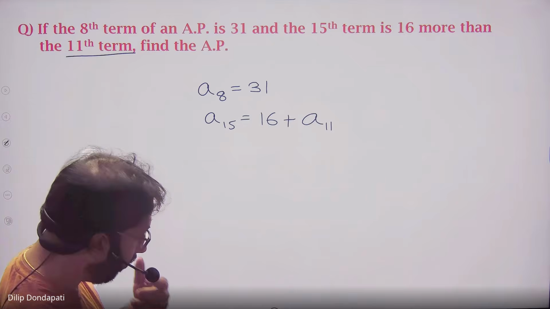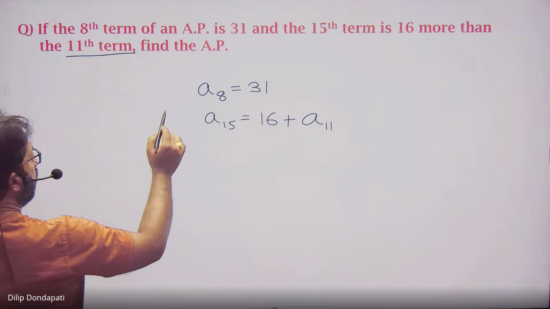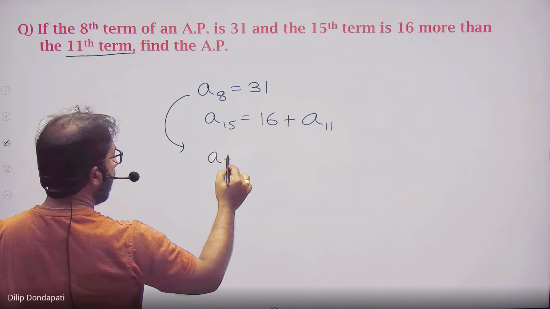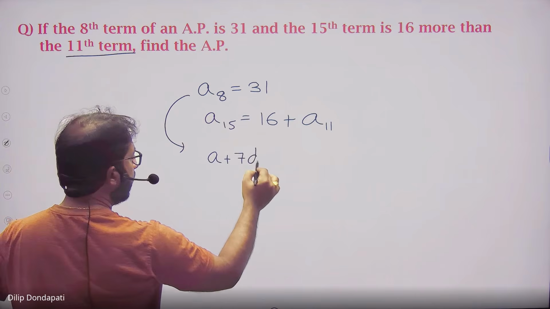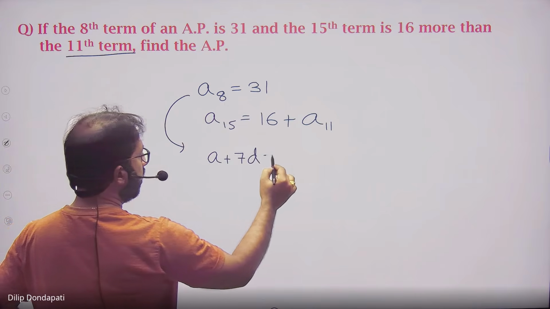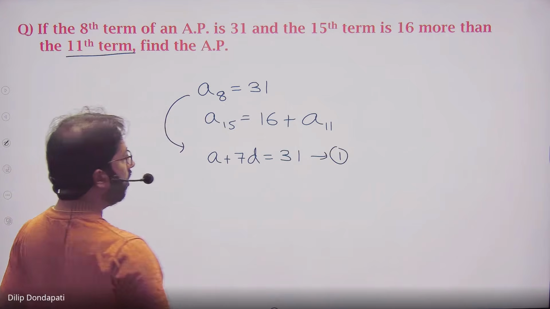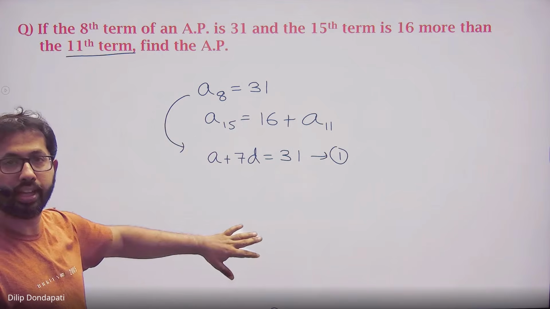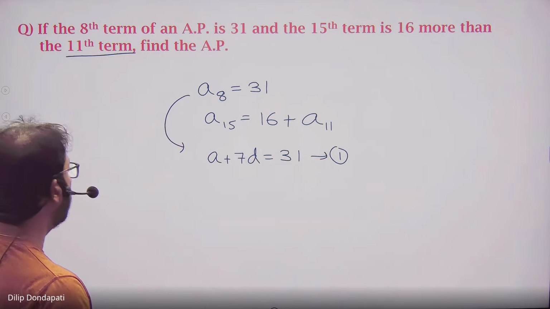I'll try. A8 को I can write as a plus n minus 1, n minus 1 is 8 minus 1 is 7d. एक reduce होगा always. a plus 7d is equal to 31. First equation. इसको solve करके आपको second equation बनाने का, then both solve करते a and d आ जाएगा. If you know a and d, we can get the series, right? हाँ, इसको solve करेंगे.